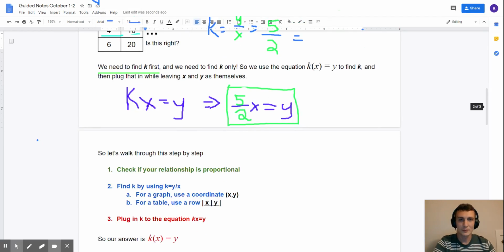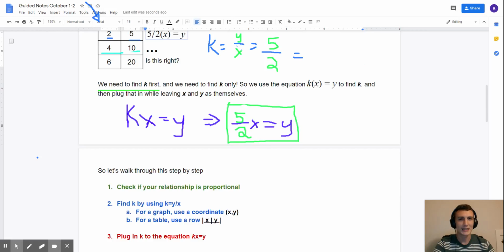Now we also, on top of using k equals y over x, needed to plug k into the equation kx equals y. K times x equals y. Since k was 5 over 2, we just plugged it in, and we keep x and y as themselves. Maybe in the future we're going to be dealing with solving those a bit more, but this is a standard equation. In fact, this is an equation that I would use as an adult, and equations that I use all the time as adults look just like this, right?